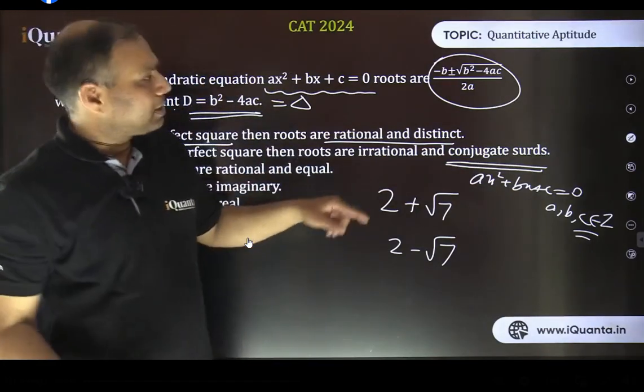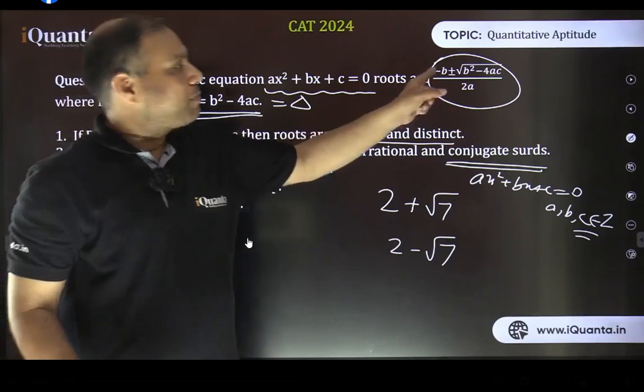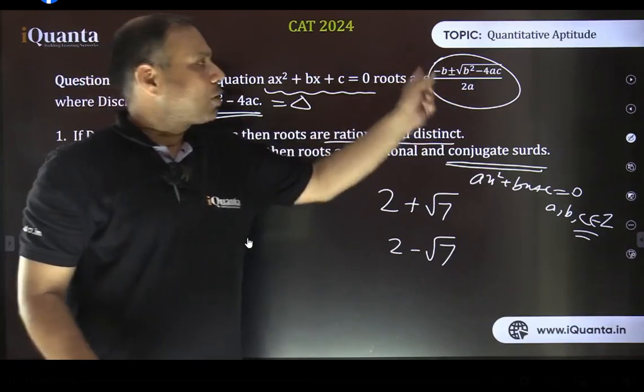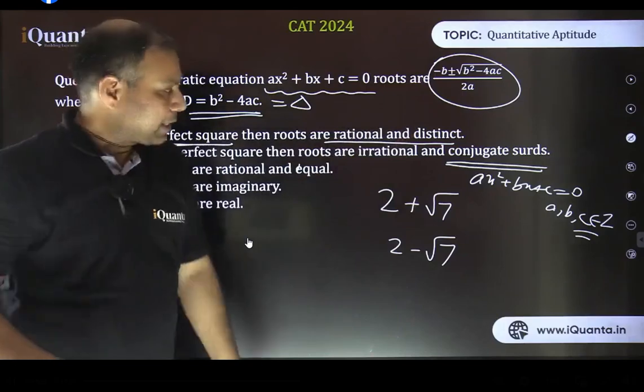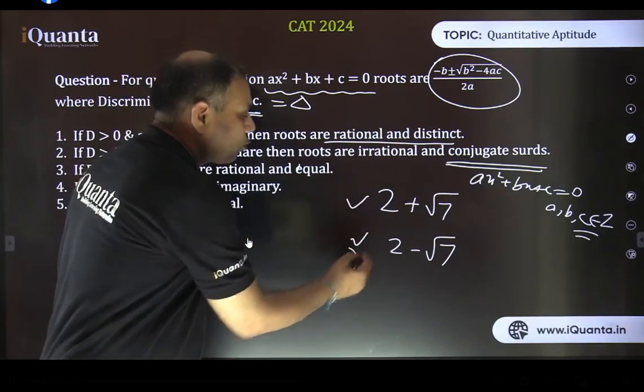Why does this happen? Because of this plus minus sign. So if this b square minus 4ac is positive but not a square, it is going to be a root term, an irrational term, and it will appear with a positive sign and with a negative sign also. So just by knowing one root we can find the other root as well.